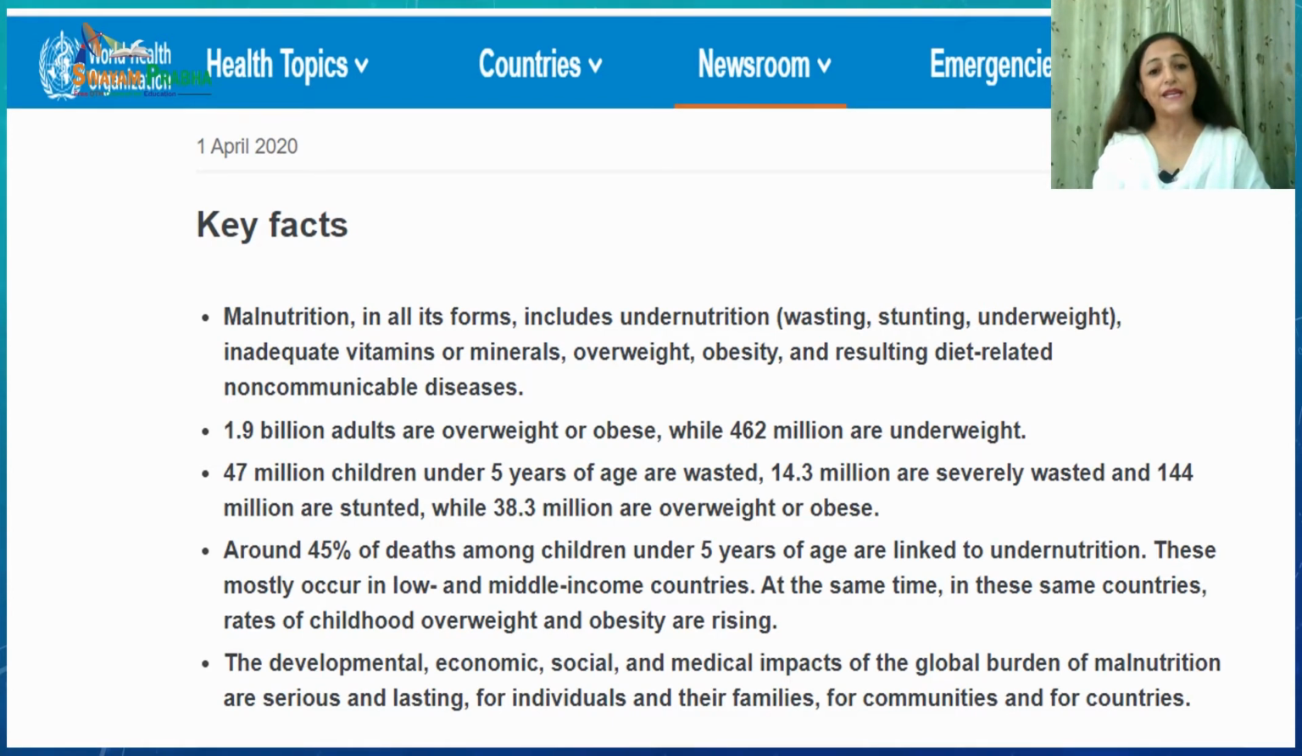According to World Health Organization, 462 million adults are underweight worldwide. And coming to children, 47 million children under 5 years of age are wasted, and 14.3 million are severely wasted. And 144 million are stunted. That is the worldwide situation. And around 45% of deaths among the children under 5 years of age are linked to undernutrition. So that indicates how prevalent underweight is in the whole world.